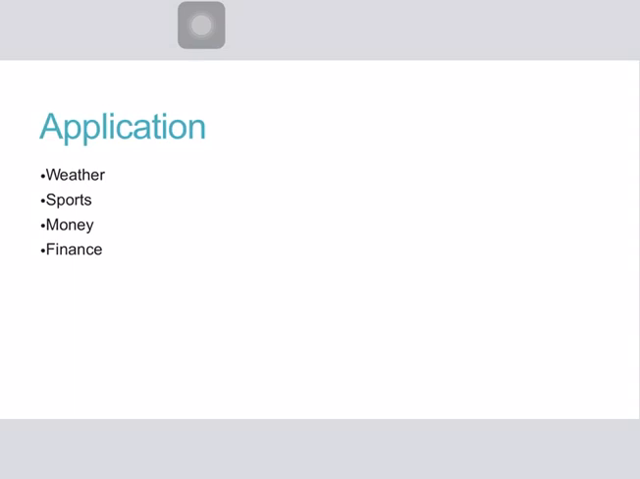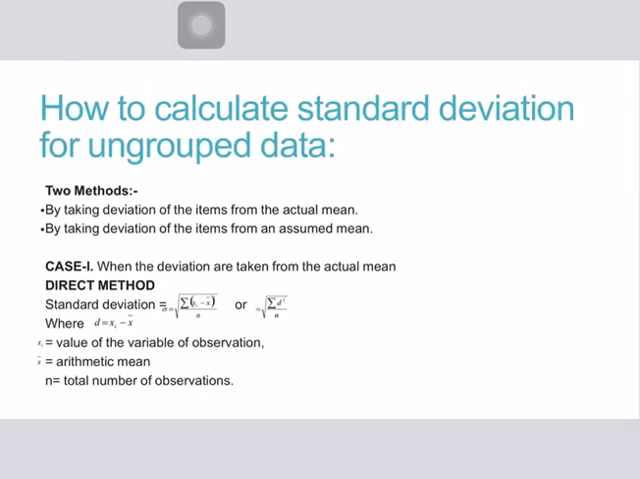There are two methods to calculate standard deviation for ungrouped data. First is by taking deviation of the items from the actual mean, or you can say the direct method. Second is by taking deviation of the items from an assumed mean, or you can say the shortcut method. We will discuss both methods here with some examples also. Let's concentrate on the first method, called the direct method.